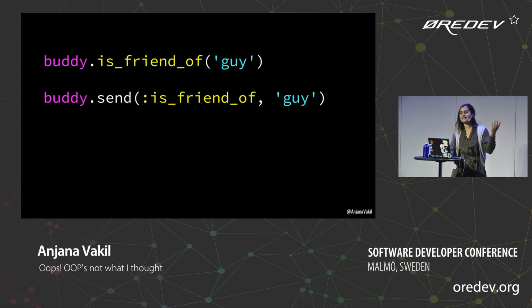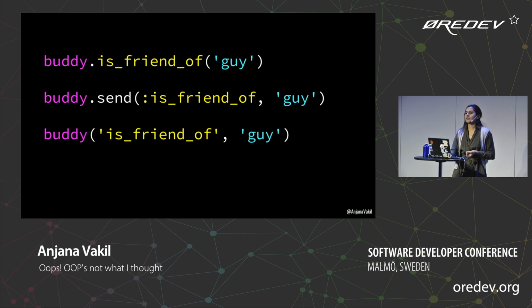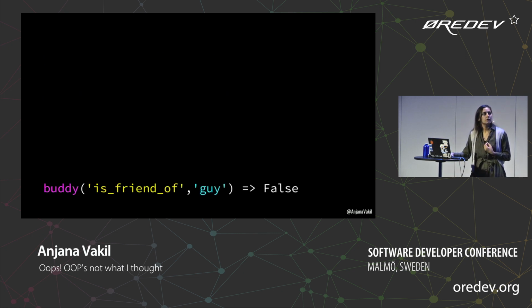So really, this syntax becomes sort of irrelevant, and it's just 5 extra characters that, why do I have to type them? What if I made this just look a little bit more like a regular function, where I could pass in the name of the method as the first argument to the function, and Buddy itself became a function?